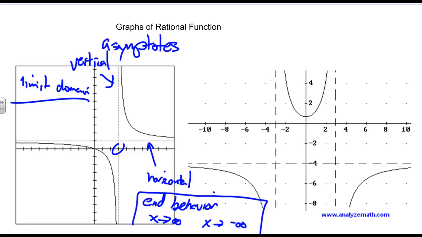So what we're going to do for the rest of the day is look at a whole bunch of different rational functions and find values for asymptotes, end behaviors, intercepts, etc. And then tomorrow we'll learn how to actually graph these things. But today we're going to use our calculator to help us out a little bit. So here we go with our first example.